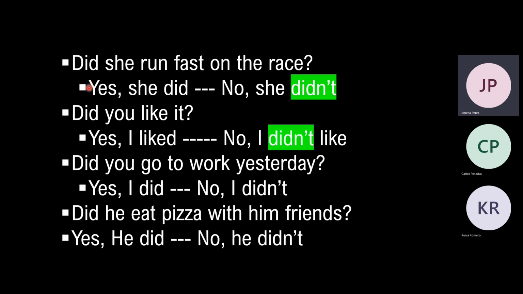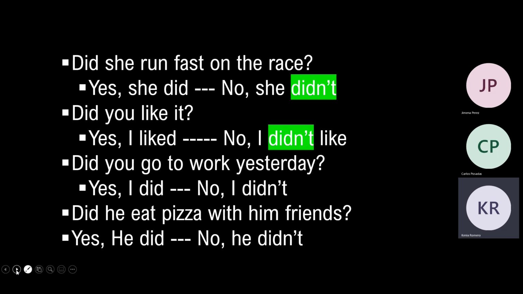Entonces, por lo general, las respuestas cortas son aquí. También puedo dar una respuesta larga, pero si mi respuesta es corta, pues hay que acordarnos que tenemos que decir yes, I did. No, I didn't. ¿Hasta aquí alguna duda, alguna pregunta?